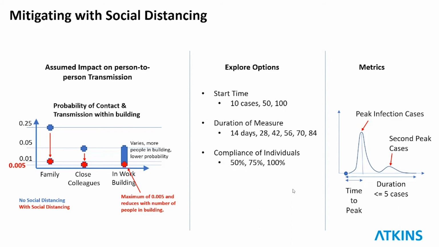14 days out to 84, and the compliance of individuals: 50% of individuals comply with social distancing, 75%, 100%. The metrics we looked at, the primary one was peak infection cases, because that's really the part of the curve that we want to flatten. But we also looked at time to peak and the duration of the pandemic.